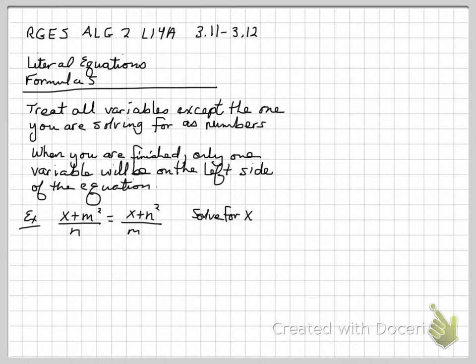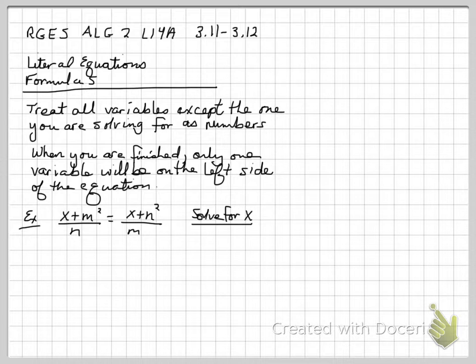So my first example is what I've written down here, and notice I have an x variable, an m variable, and an n variable, three different variables. So this is a literal equation. I need to know which one they want me to solve for, and they'll always tell you, and in this particular case, you're to solve for x.